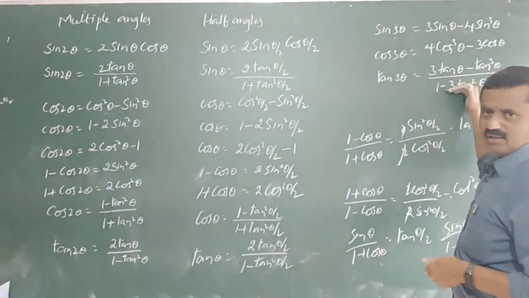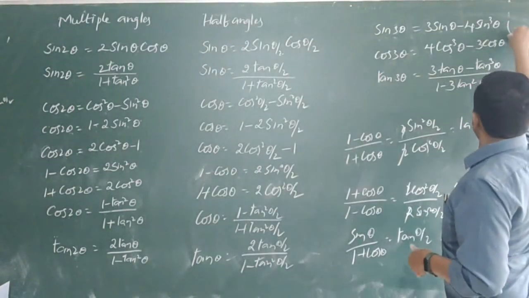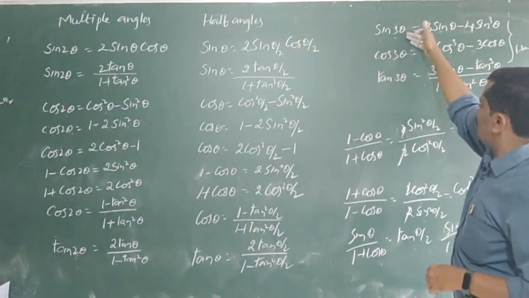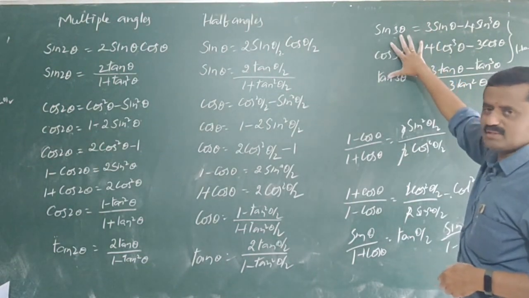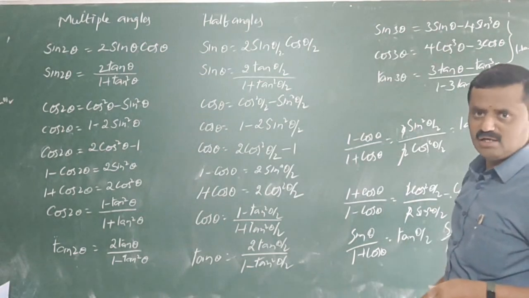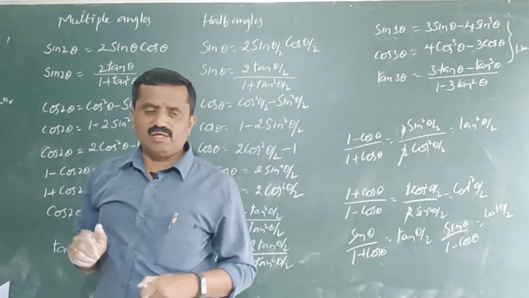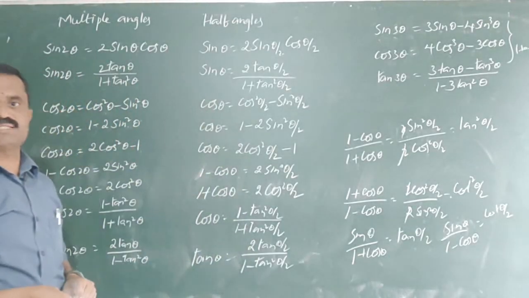You should remember these formulas. But remember, you can't express these in terms of half angles. Tan 3 theta, cos 3 theta, sin 3 theta, you can't express these in terms of half angles. Okay, remember, you should remember these formulas as well. We'll be using these formulas in the next classes.